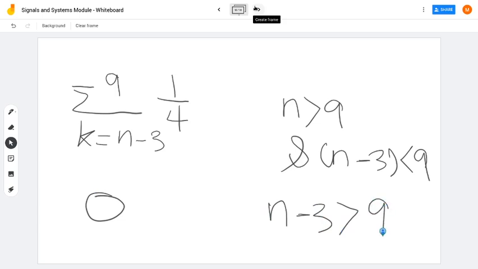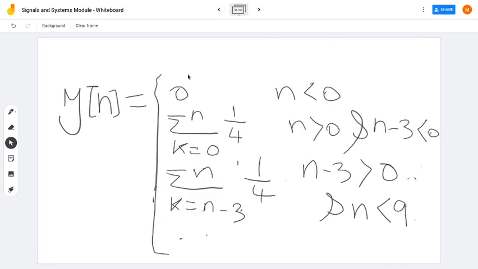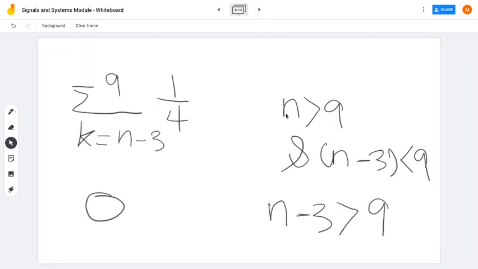So as you can see over here, the signal y of n is defined over 5 intervals. N less than 0, and here n larger than 0 and n minus 3 less than 0, which is basically n less than 3. So n larger than 0 and less than 3. And over here it's n larger than 3 and less than 9, and the next interval is n larger than 9 and less than 12, and here n larger than 12.